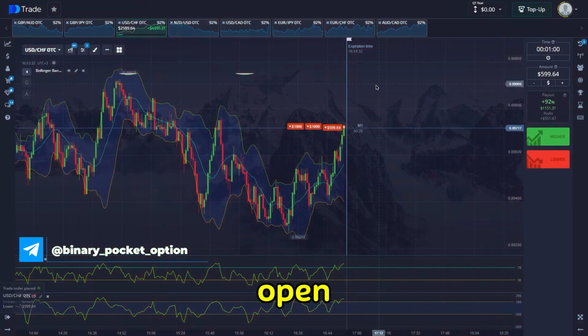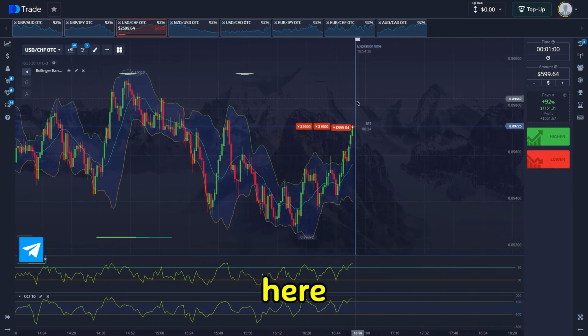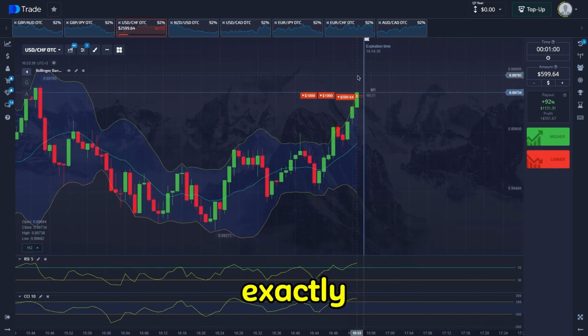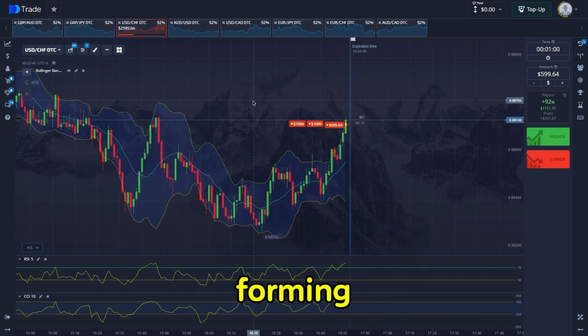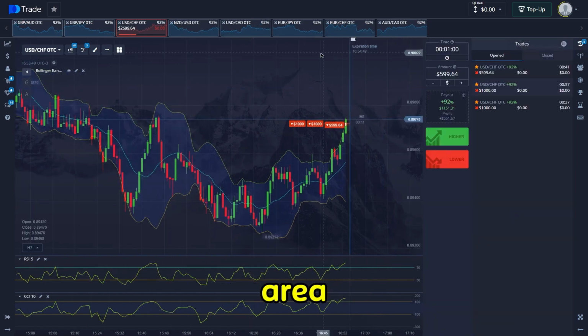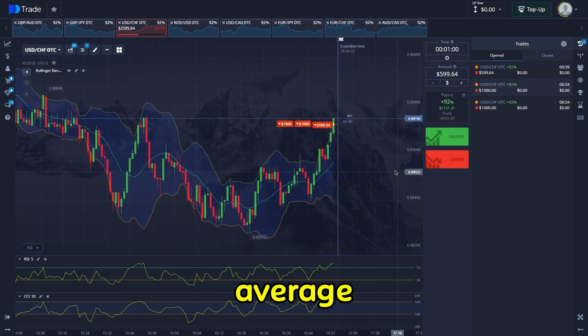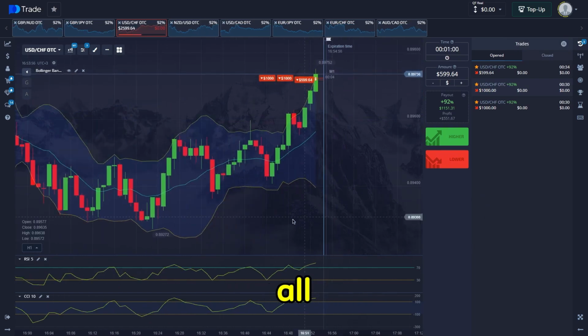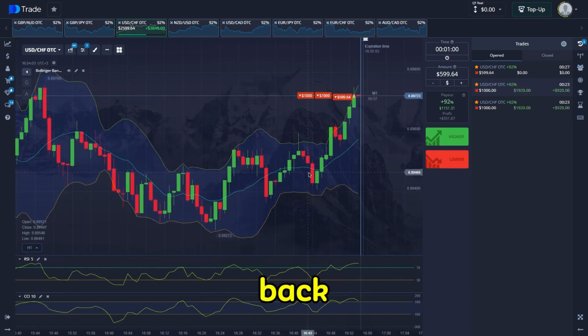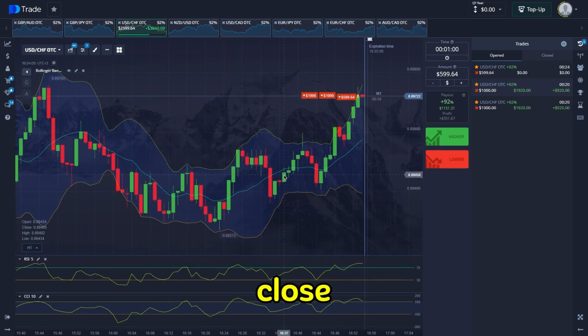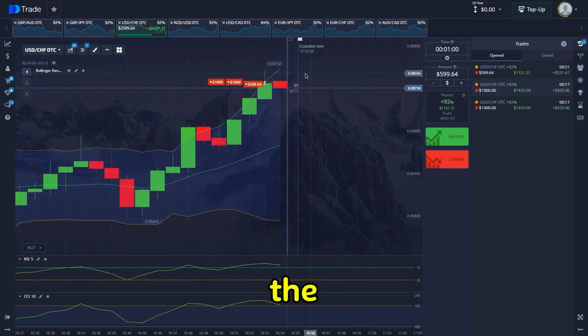And here we will open short trades. We have a good touch point here, despite the fact that the trades are not open at exactly 1 point. Yes, then I think we should still have an exit. We are forming a touch of the resistance area, also touching the upper moving average. Also, all oscillators are in the overbought area. Therefore, here we should have a price pullback and the deals should close in a plus. Let's watch the result.